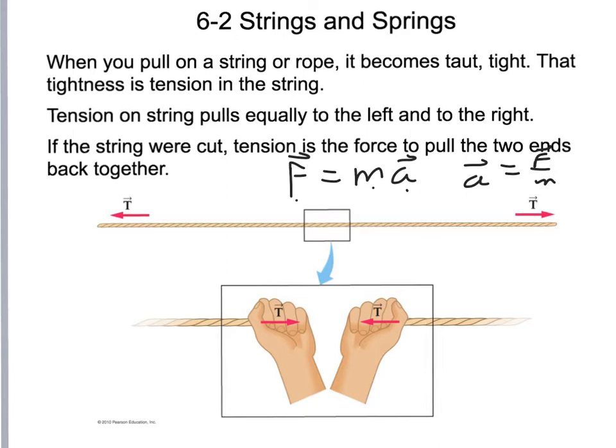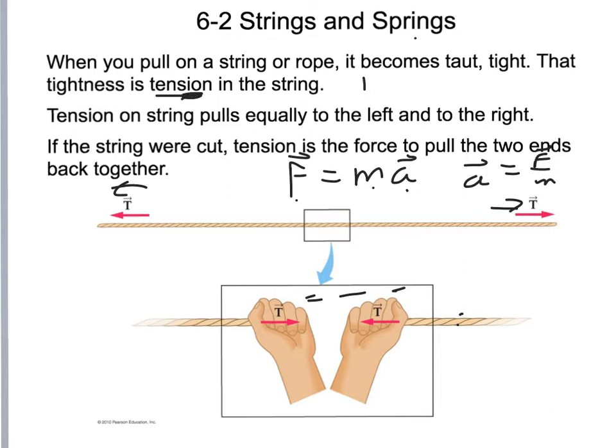So we're going to start out with strings, and when you pull on a string or a rope, so anything that's not a spring, it's going to become taut or tight, and that's what's happening here. You see the two hands pulling these opposite ends, and there's no play in it. They're taut right there. Same thing if you're playing tug of war over here, the strand is going to become taut or tight. And that tightness is defined as tension. So tension is that tautness.